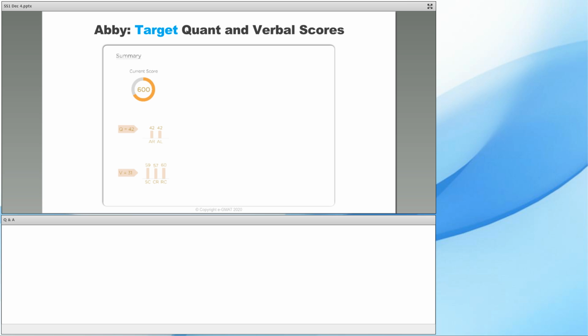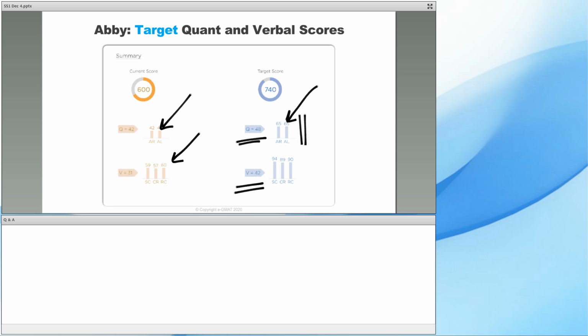What you see on the screen are screenshots from that tool. It takes into account Abby's score of 600, Q42, V31, and these are her abilities in quant and verbal. If you can't read them, you have them from the prior slide. It then tells Abby, okay, for you, the best way to get to that 740 is a Q48 and a V42, which means you've got to improve your quant ability from that 42nd percentile to that 65th percentile, and your verbal ability from that 60th percentile to around that 90th, or an SC to that 94th percentile.